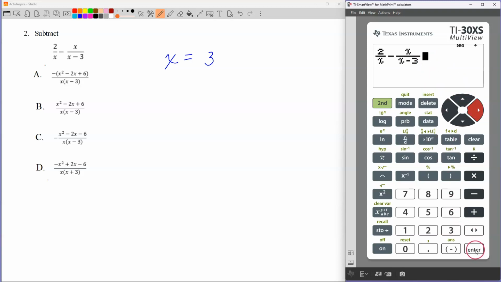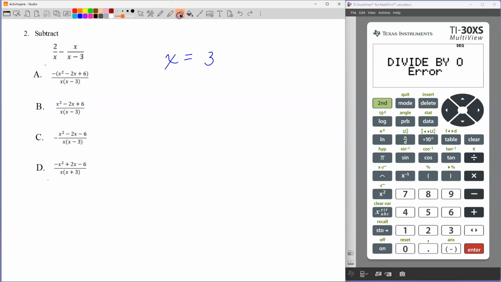Now watch, hit enter. You get an error. It says divide by 0, error. When that happens, and I knew this was going to happen, but if this happened on the GED Math test, don't sweat it. Just pick a different value for x. So let's not use 3. Again, most of the time you can pick whatever value you want, but this might happen at times. So how about if we pick another value? We could do 2, 4, 5. How about if we pick 4?